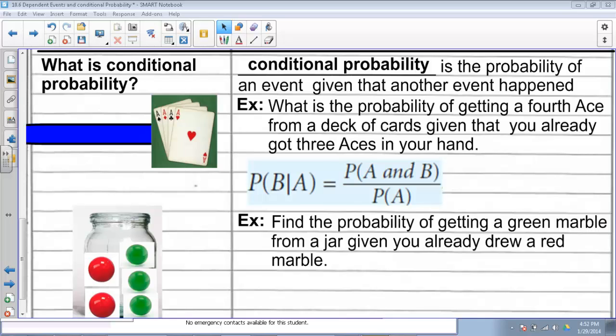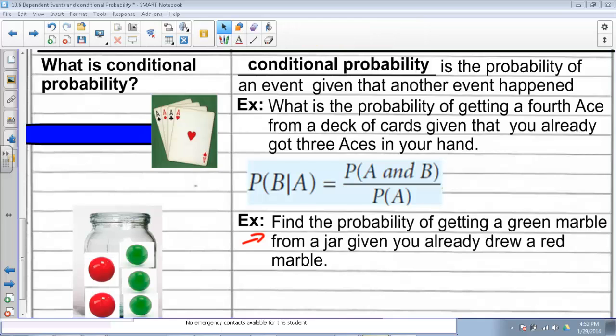So, here's an example I got. What is the probability of getting a fourth ace from a deck of cards given you already got 3 aces in your hand? So, given that you already got 3 aces in your hand, now what's the probability of getting that fourth ace at this point in time, knowing that you already have 3 aces? Or another example would be: find the probability of getting a green marble from a jar, given you already drew a red marble from a jar.